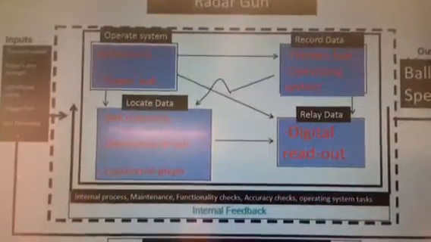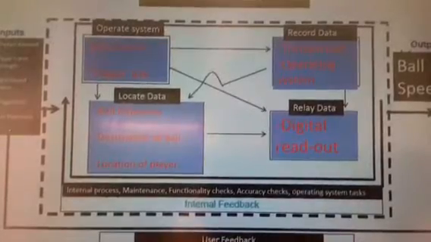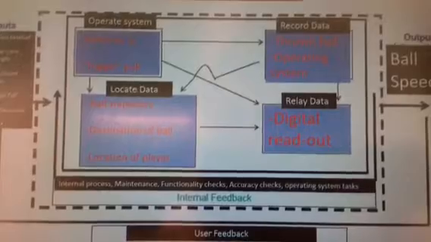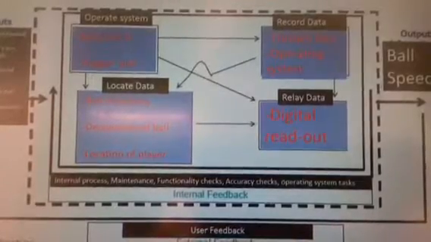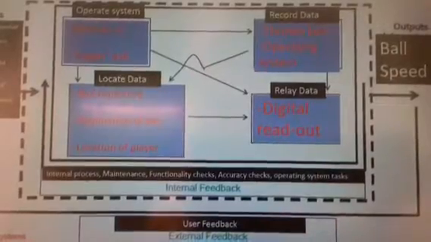System boundary diagram. The radar gun begins with inputs such as the thrown baseball and the player's arm strength. Inside the system boundary, you have to operate the system, locate the data, record the data, and relay the data through the digital readout. This yields the output that is ball speed.